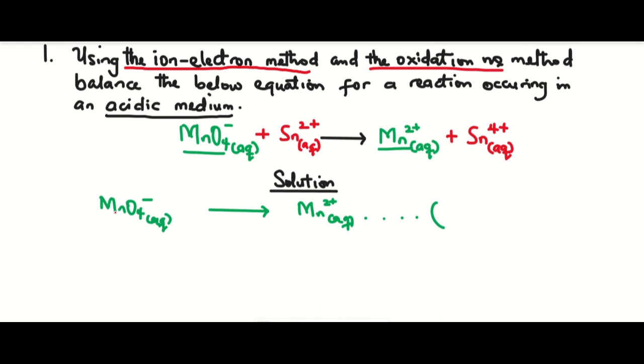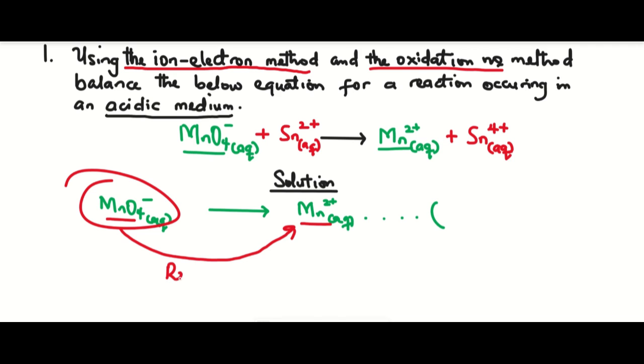To determine that by using the addition of oxygen or removal of oxygen from a substance rule, let's look at this chemical species. You observe that manganese is in its combined state with oxygen here, while at the product side, it is in its free state without oxygen, which means that manganese has lost 4 atoms of oxygen to form its free state. And when oxygen is removed from a substance, the process is known as reduction. Hence, we can say that this half-cell equation is the reduction half-cell.